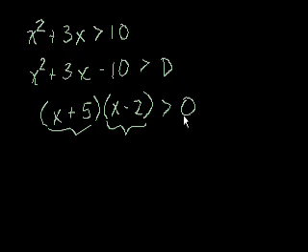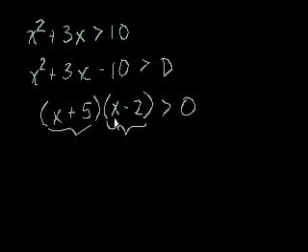Now, let's think about what happens when you multiply numbers. If they're both positive and you multiply them, then you get a positive number. And if they're both negative and you multiply them, then you also get a positive number, right? So we know that either both of these expressions are the same sign, both greater than 0, both positive, or both negative.